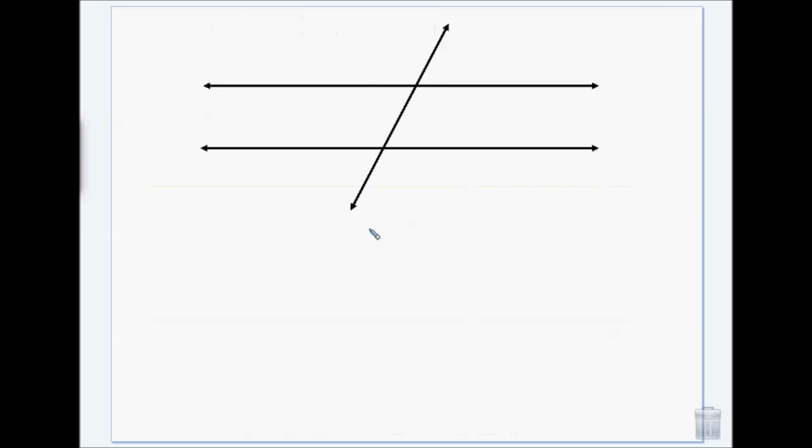So what I've done is I've drawn a picture where we have L1 and L2. Okay? And I'm going to say that line 1 is parallel to line 2. This is the symbol for parallel. That way you don't ever have to write the word again. Okay, parallel. So line 1 is parallel to line 2.